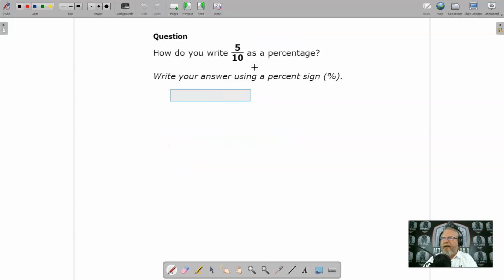How do you write 5 tenths as a percentage? Well, we could do this a couple ways. Let's go ahead and write 5 over 10, and then go ahead and realize that, okay, I need an equivalent fraction that has a denominator of 100, because I want to get to a percentage, which means parts of 100. So if I'm going to multiply 10 times 10 to get to 100, then I need to multiply the 5 times 10 to get to 50, and I end up with 50 over 100, or I have 50 parts of 100, or 50%.